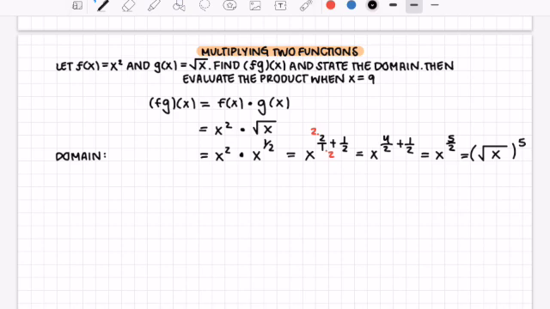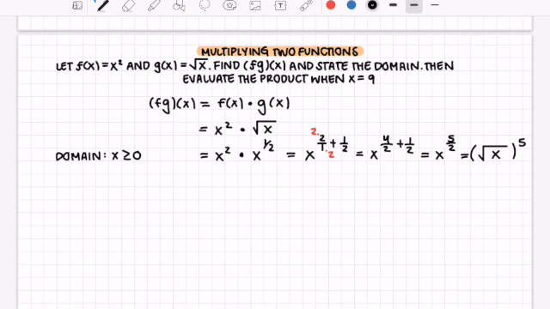And I do know that for anything that's a square root that's even, I can't have a domain where my x value is going to be a negative number. So I know here that my domain has to be all numbers that are greater than or equal to 0. They all have to be positive or the number 0.